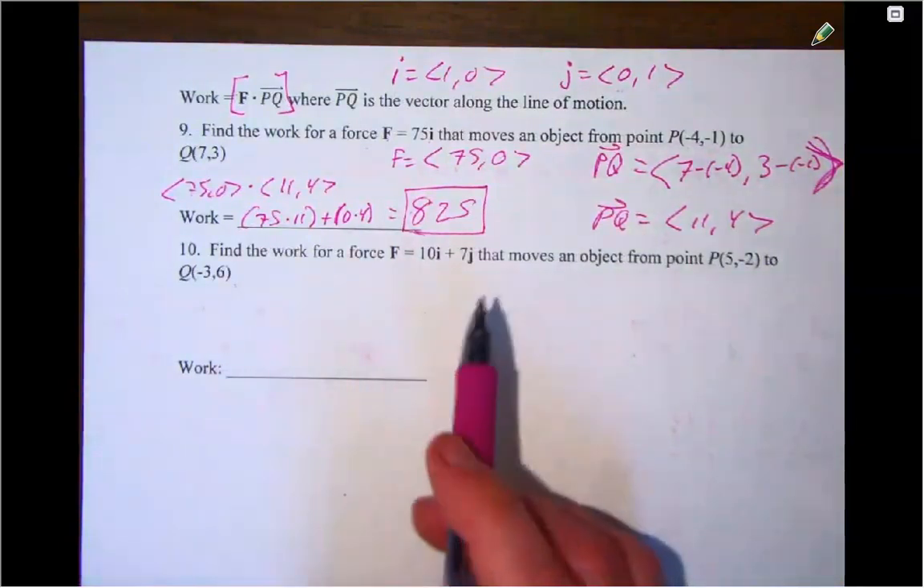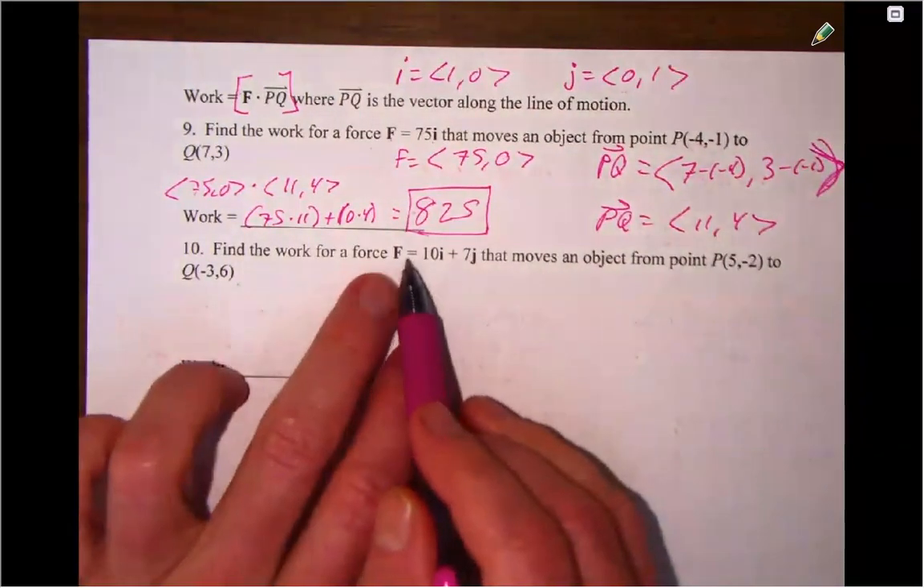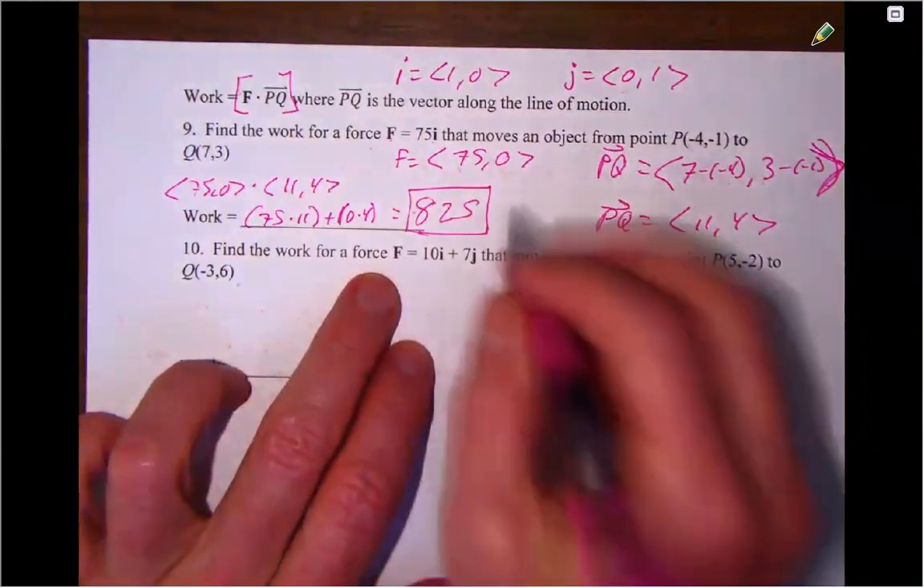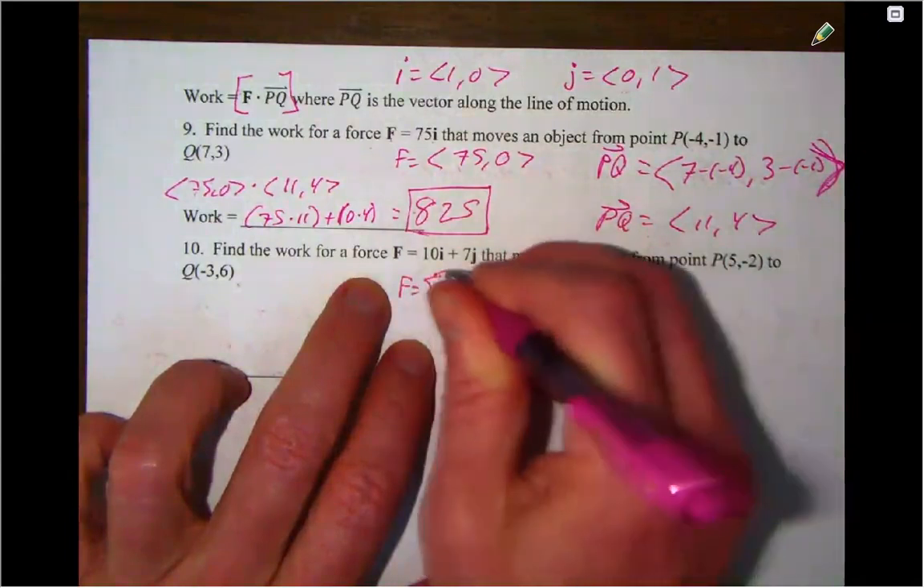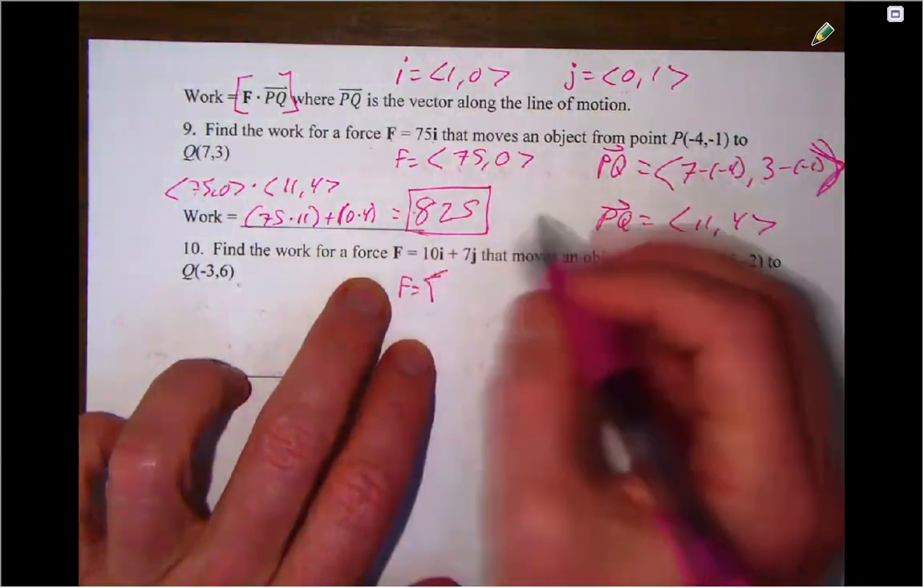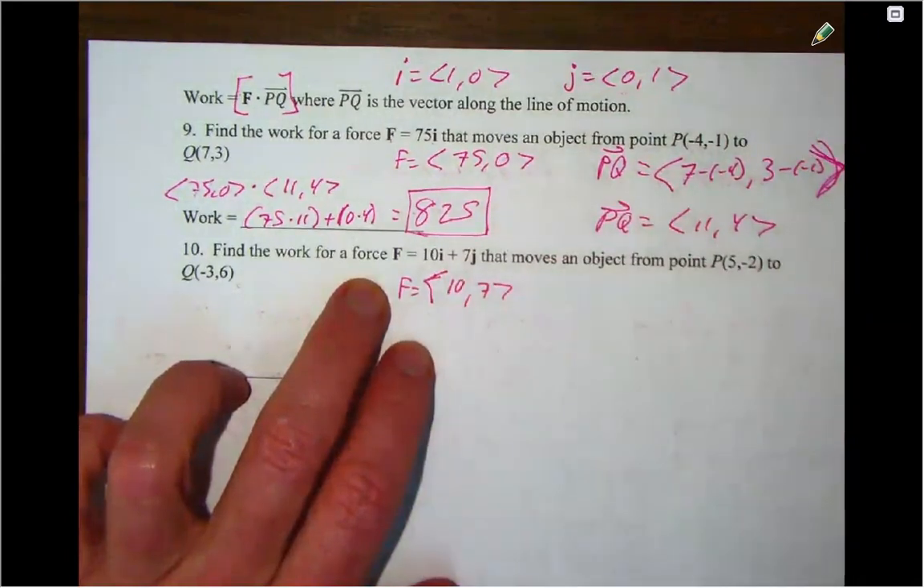Last example, and then I'm going to turn you guys loose. We only have about 6 minutes anyway. So last one, again, force, IJ notation. Don't overthink it. If you see IJ notation, that's just another way to write a vector. So the force vector is 10, 7. Done.